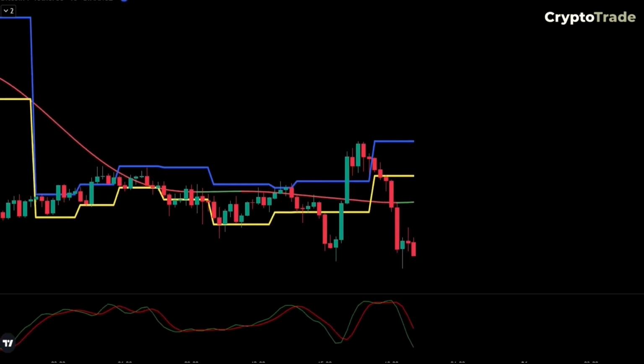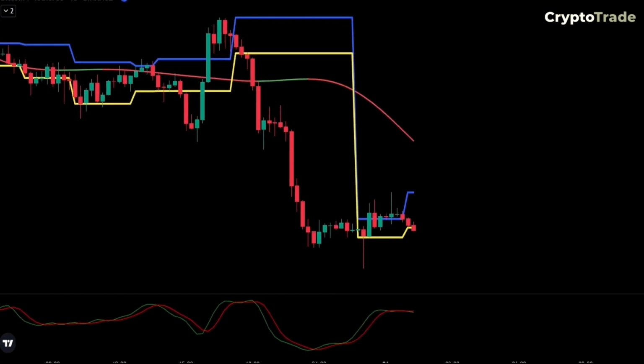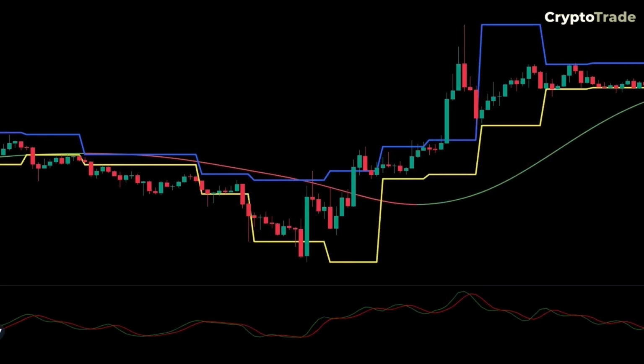You can use the Darva's box to identify potential buy and sell opportunities. A buy signal is generated when the asset's price breaks out of a box to the upside, and a sell signal is generated when the asset's price breaks out of a box to the downside.